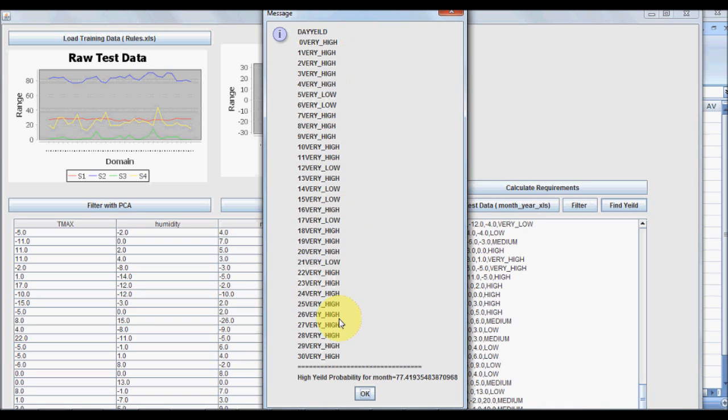Once we aggregate the whole month's data, we can see that the predictability for this month, if we assume conventional agriculture, would be about 77%. However, we can enhance the possibility of this yield, and that's how we can do that.